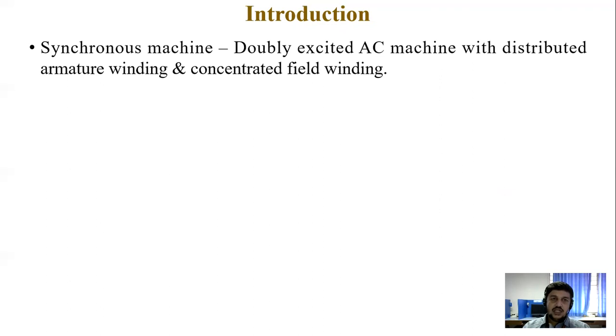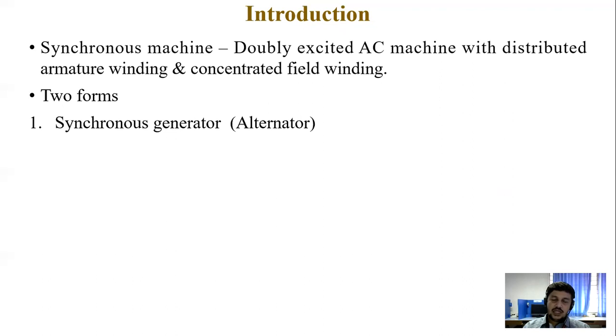So in synchronous machines, two windings are present. One winding is on the stationary stator part, which is distributed in form, and that is the armature winding, and the other winding is a concentrated rotating field winding. Again, there are two different forms, which depend upon the mode of operation. So the machines have two different types: one is the synchronous generator, which is termed an alternator, and the other is the synchronous motor.